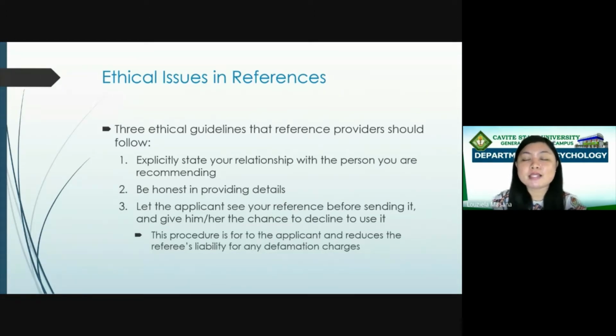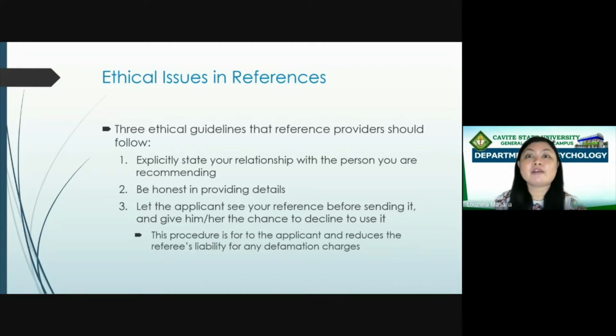Be honest in providing details. Honesty, of course, is the best policy, and we want to, let's say, an employee or an applicant would want to become part of the company, at least be honest with ano talaga yung characteristics, ano talaga yung traits that you possess that are required to become part of the company. And then let the applicant see your reference before sending it and give him or her the chance to decline to use it. The procedure is for the applicant and reduces the referee's liability for any defamation charges.